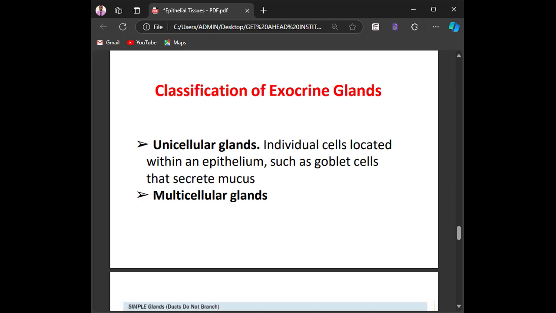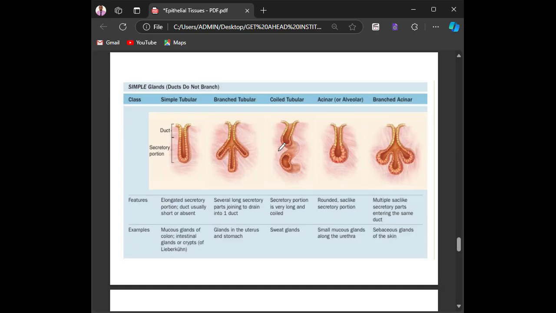Now let's talk about the classification and the types of multicellular glands. We have those we call simple glands. Glands basically can either be simple, which means that their ducts are not branched, or compound, meaning that their ducts have two or more branches.